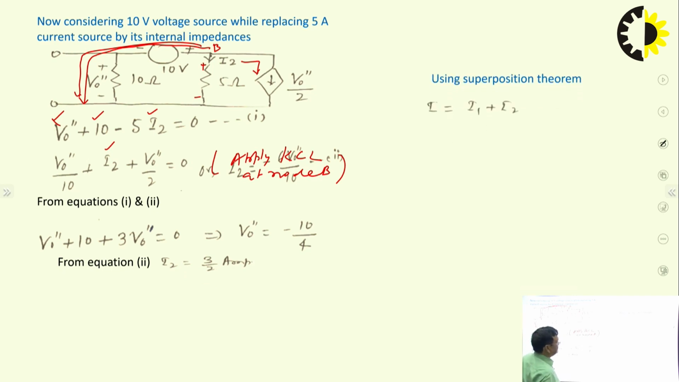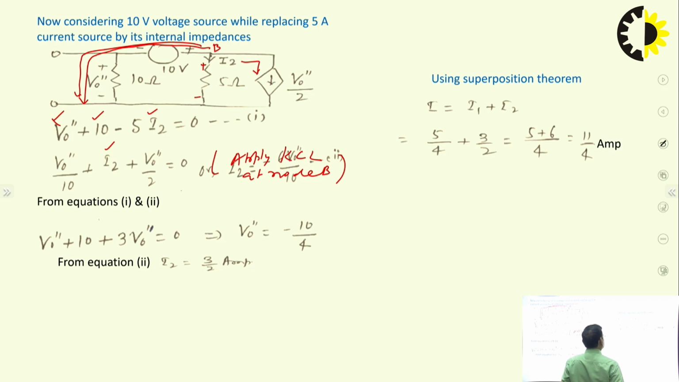So using superposition, I is equal to I1 plus I2. So this is 11 by 4 ampere, and this is the answer. So we can get the current through the 5 ohm resistor using superposition.